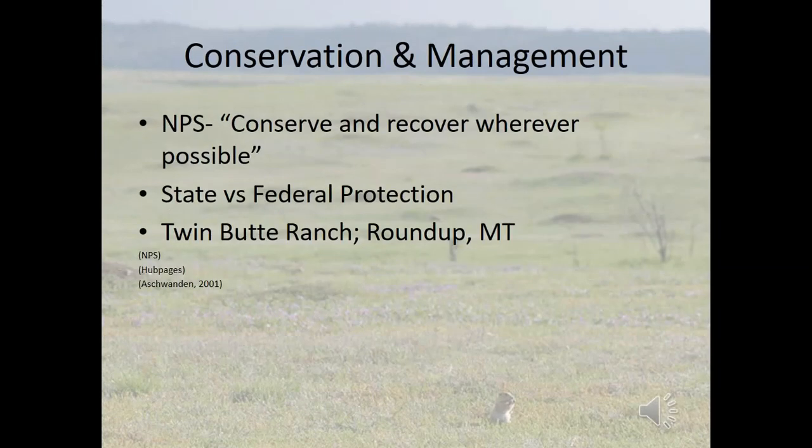Although removal efforts are still in effect, so are conservation actions. The National Park Service had stated the prairie dog should be conserved and recovered wherever possible. Efforts to do just that are underway. However, it is not as easy as some may think. The U.S. Fish and Wildlife Service stated in 2011 that the black-tailed prairie dog does not meet conditions to be listed as threatened or endangered under the Endangered Species Act. However, the Utah prairie dog does and is listed as threatened.